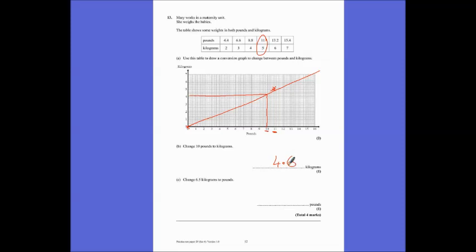It says change 6.5 kilograms to pounds. So 6.5 kilograms is right in the middle here. Again, we're going to go all the way across using a ruler and down, and you should get 14.4 pounds. Okay, do that as accurately as you can. You can see I'm just a little bit out here. You've got to use a ruler and get through that as best you possibly can.